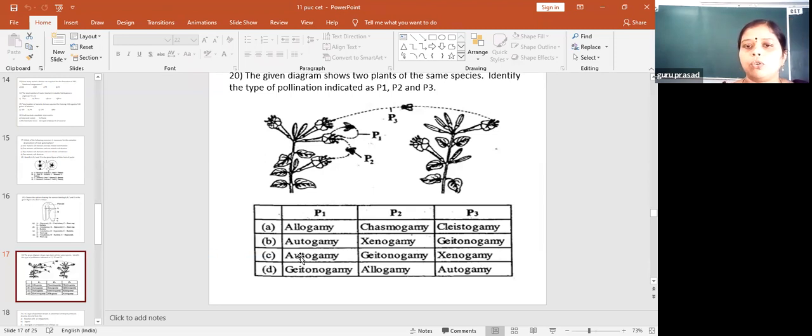Okay, next P2, transferring of the pollens from the anther of the one flower to the stigma of the another flower present on the same plant. So that's why it is said to be geitonogamy. Okay, next see the P3 arrow mark, observe, transferring of pollen grains from one flower to the stigma of the another flower present on the different plants. So that's why the correct option is C, autogamy, geitonogamy, xenogamy.